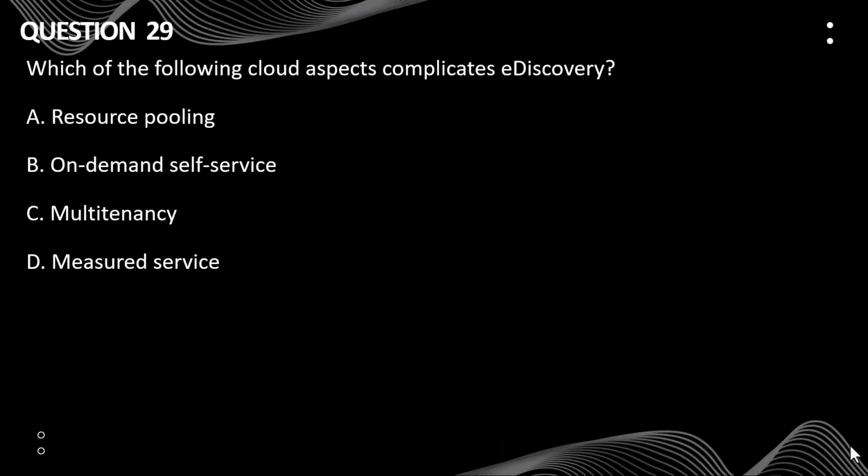Question 29. Which of the following cloud aspects complicates e-discovery? A. Resource pooling. B. On-demand self-service. C. Multi-tenancy. D. Measured service. The answer here is option C.